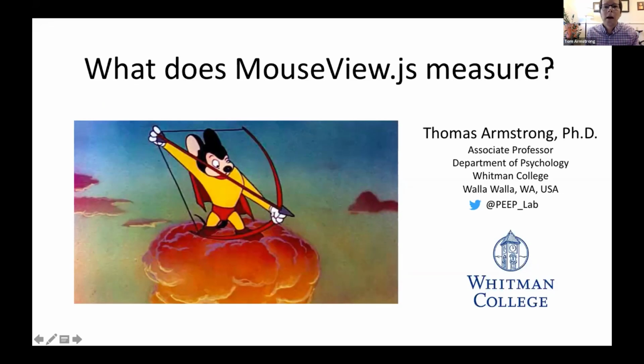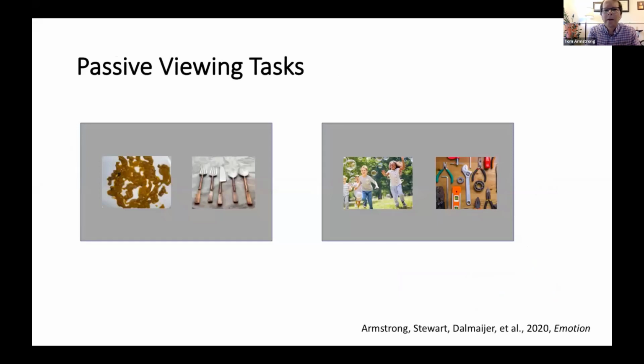All right, so I'm going to be talking about what it is exactly that MouseView.js measures and why it matters. And I'm going to be focusing on the context of these passive viewing tasks. And that's the only nasty image I'll be showing today. So I'm asking the question, what is MouseView measuring in these tasks where people are asked to view an emotionally charged or motivationally relevant stimulus, and they're presented with the stimulus alongside a neutral image for about 6 to 10 seconds.